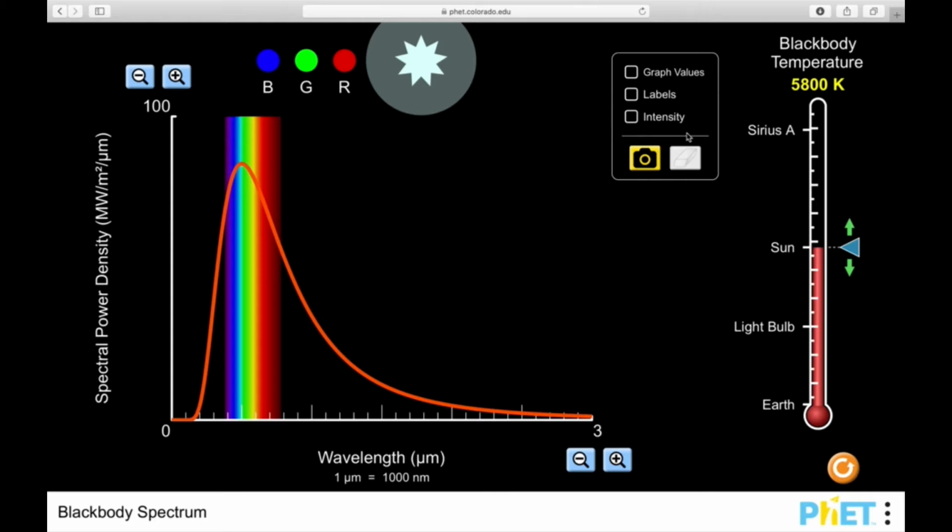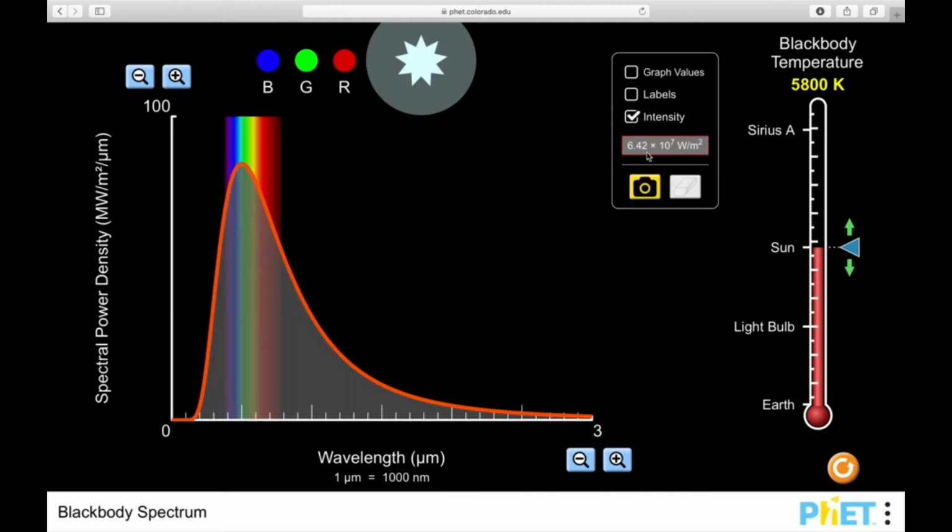Temperature is given to us in Kelvin, and the wavelengths are measured in micrometers or 1000 nanometers. So we have our spectral power density versus wavelength graph, and here we can see the value of intensity.